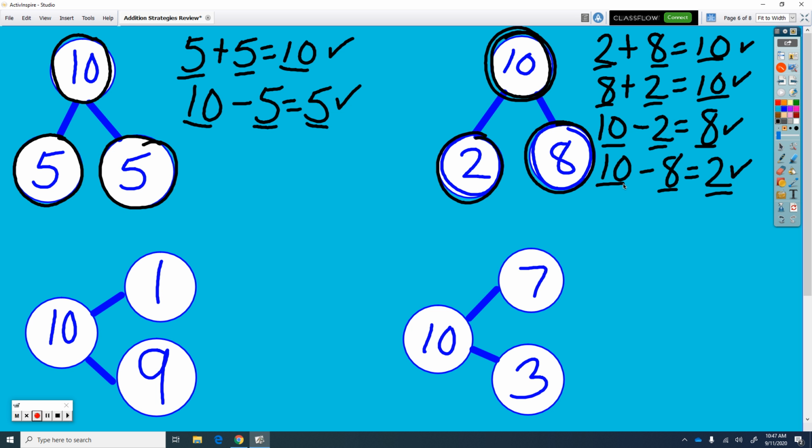I would like you to try the next two. Get a piece of paper or a whiteboard or whatever you've got to write on. And I would like to see if you can make all the facts that would go with this number bond.